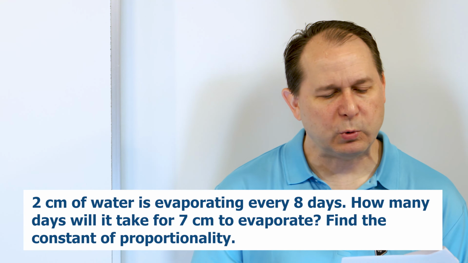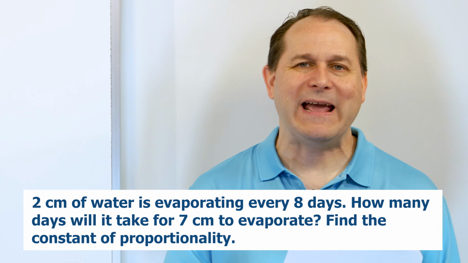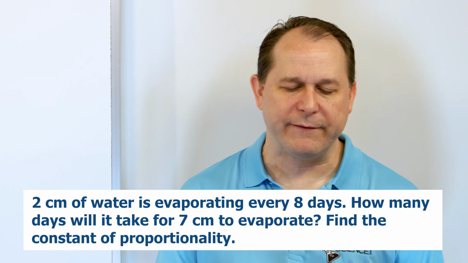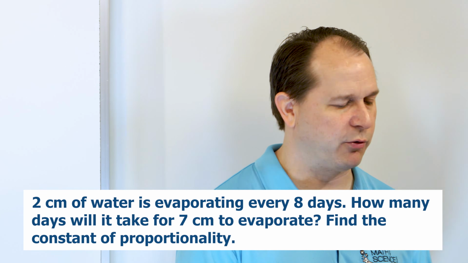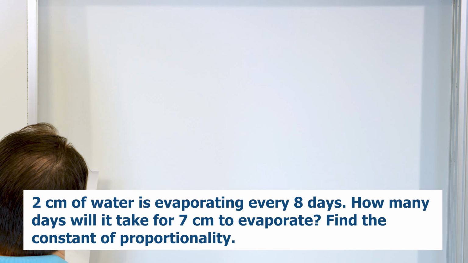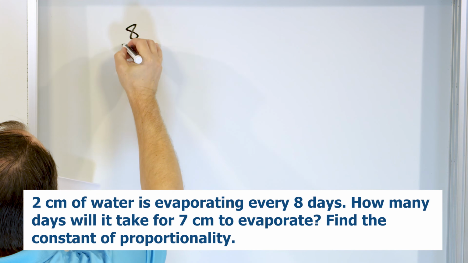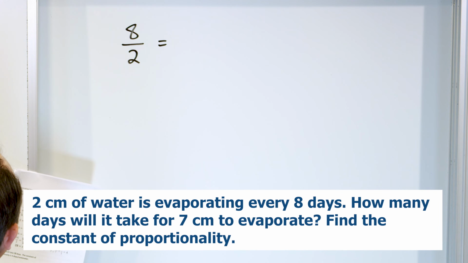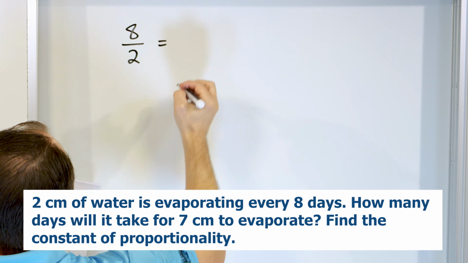All right, I think we have one more problem. Water is evaporating from a pool at a rate of 2 centimeters every 8 days. How many days will it take for 7 centimeters to evaporate from the pool, and what is the constant of proportionality? So let's write down our ratio. 2 centimeters for every 8 days. So 8 days for every 2 centimeters. And it says, how many days will it take for 7 centimeters to evaporate?